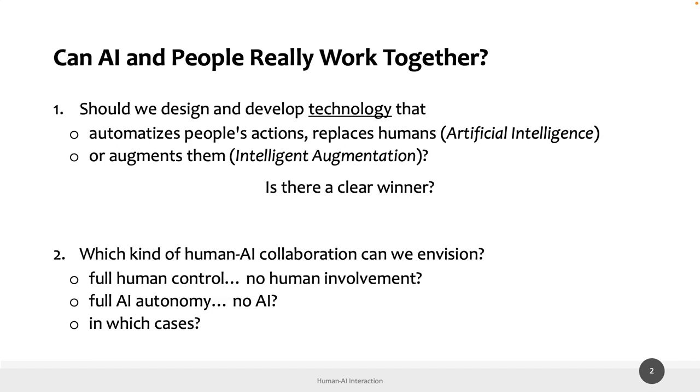And typically, in automation, you have full AI control, AI autonomy, and no human control. Yes, typically in automation you don't have human control because you're going to automate things. So you don't have involvement of a person, or not a lot of involvement. And in augmentation, instead, you have a lot of human control because you want to augment people. So people can do whatever they want, and it's just supported, augmented in this case.